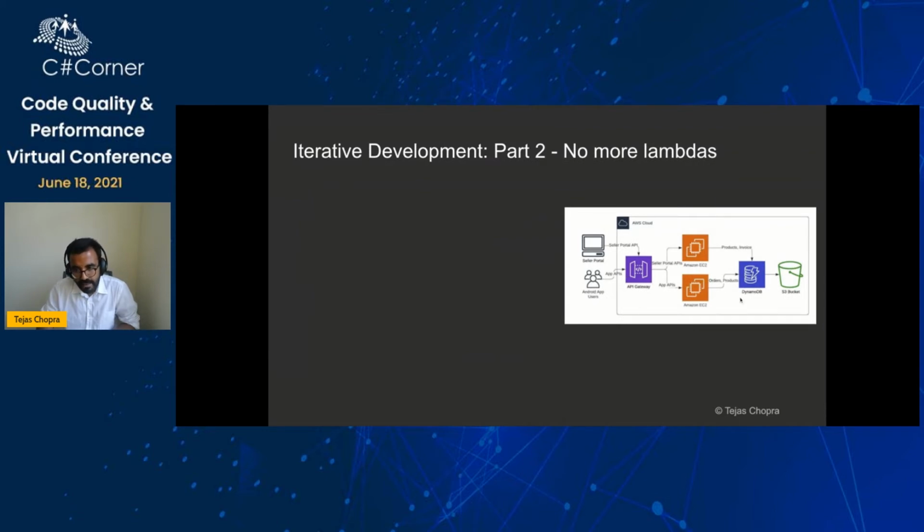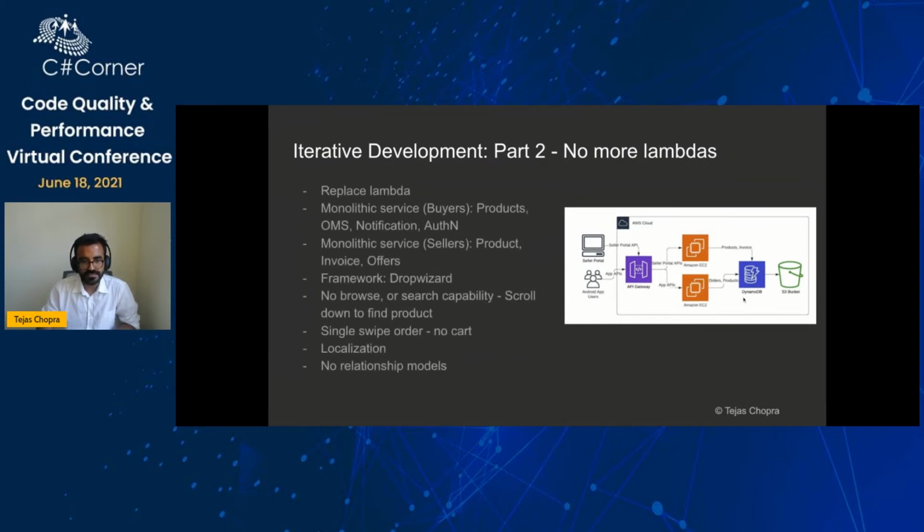We replaced Lambda by a monolithic service. This service had multiple database tables that it was interacting with, such as products, order management system, notification, authentication, and thus there was a lot of business logic inside this monolithic service. The framework that I used to build this is Dropwizard, and I will get into more details.